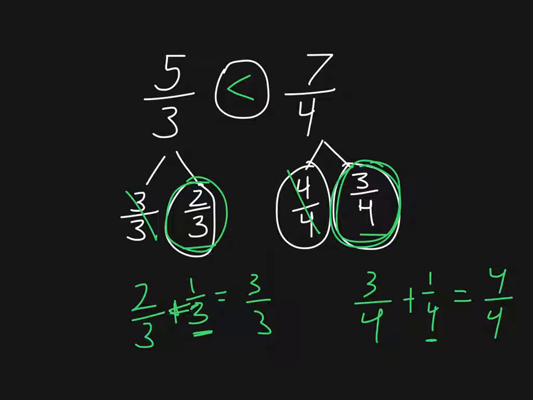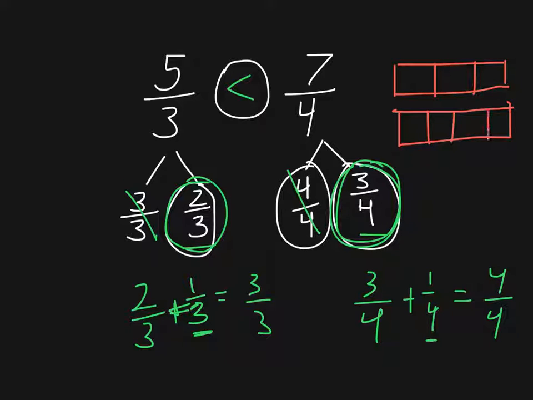I could also draw tape diagrams of my thirds and fourths to see that as well. I can compare my 2/3 and my 3/4. So my 3/4 would go all the way up to there. My 2/3 would only go to there. So you can see 1/3 away from 1/2 is a bigger piece than that 1/4, which is why 3/4 is a bigger number.